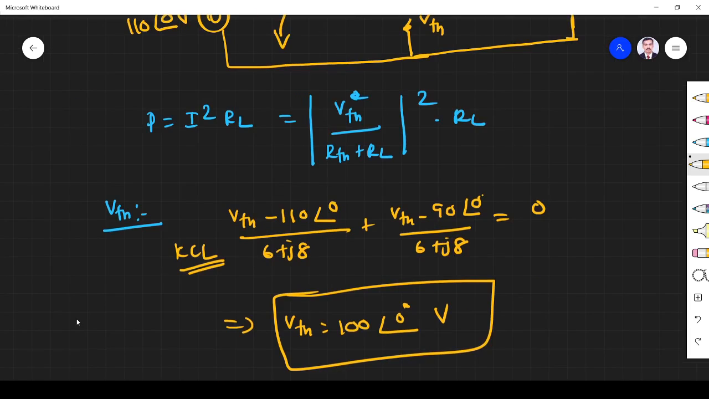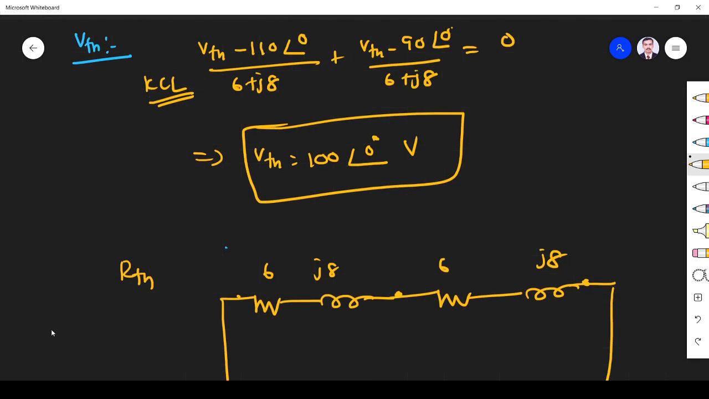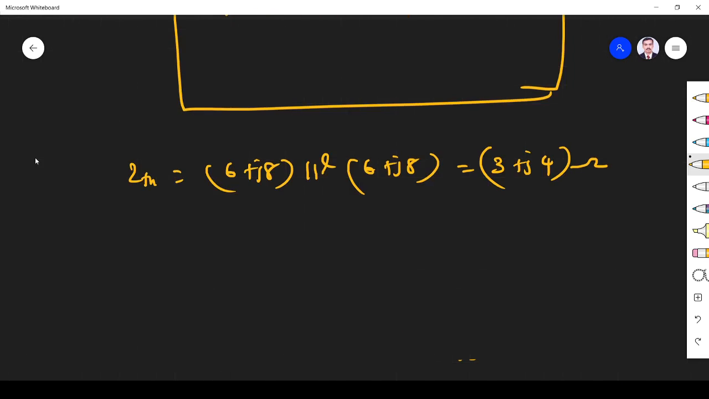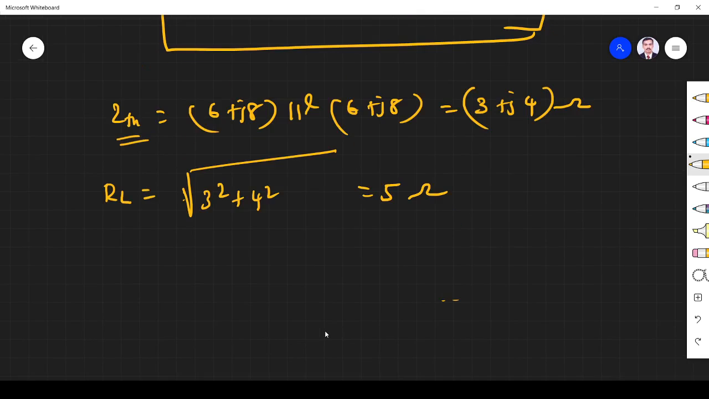What we need is RL. What must RL be? For the second problem we know that when the source impedance is complex, RL must be the magnitude of ZS. So Z Thevenin is 3 plus j4, and I have to find the magnitude: square root of 3 squared plus 4 squared, that is 5. The load is purely resistive. So now we have got everything.